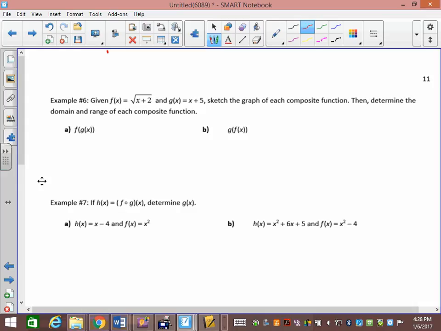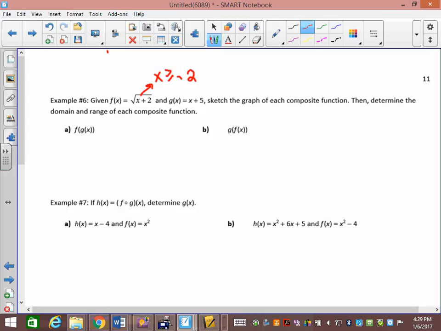So example number 6. Given f of x equals square root x plus 2 and g of x equals x plus 5, sketch the graph of each composite function, then determine the domain and range of the composite function. Whenever there's square roots, you have to watch yourself because you're going to get restrictions. So let's see what happens here. I know right off the bat that this one has a restriction that x is greater than or equal to -2. But if it doesn't appear itself into the graph, then it's not going to affect it.